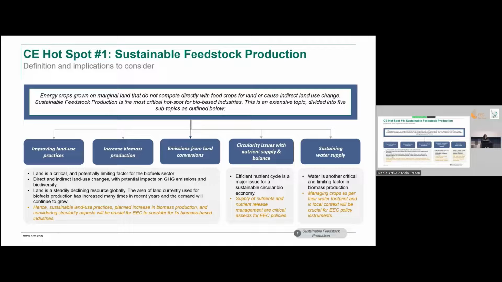Nutrient balance, as I said earlier, is another important element where Thailand and EEC can take early steps to ensure that there is no lack of nutrient balance to support the growing agricultural demands. And finally, sustaining water supplies.